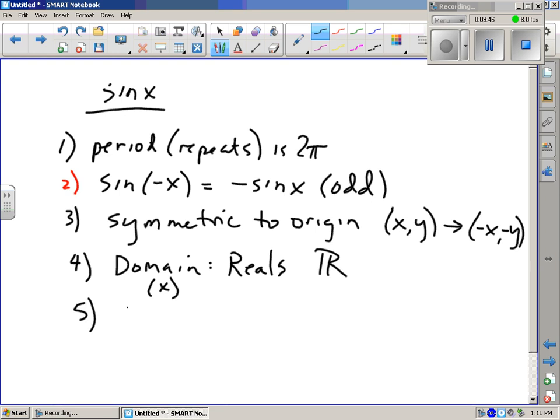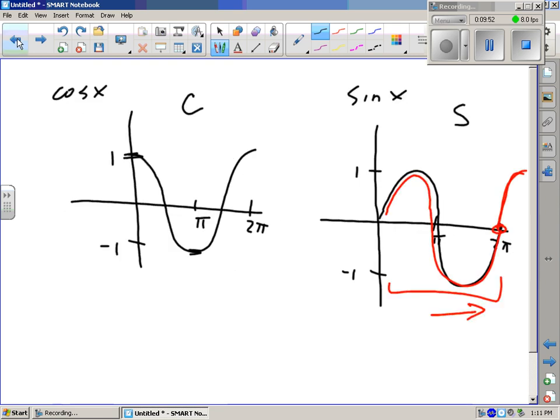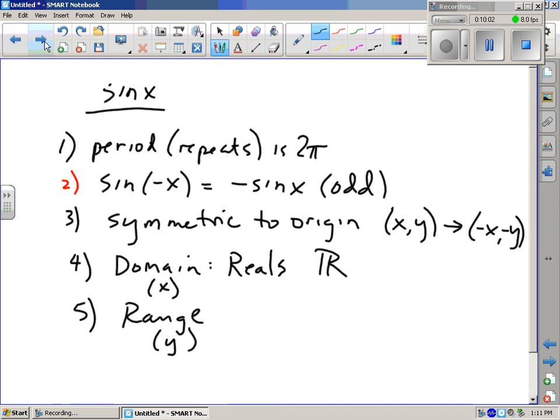Number 5, the range. The range is your y value. If you'll notice, let's go back a page. I only have a range between 1 and -1 on both of these. I never go beyond that. The wave stays between there. So the range is written like this. It says it ranges between -1 and 1.